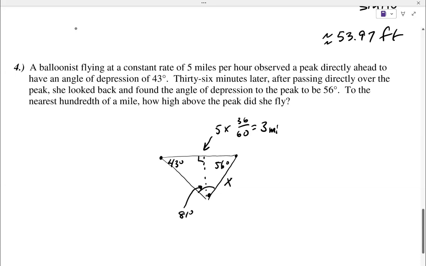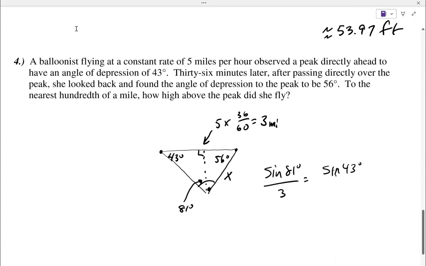So now what equation do you need to set up to solve for X? Sine of 81 over 3 equals sine of 43 over x. Good. So we can multiply by 3 and divide by sine of 81 to get us the X value. What was it? Thank you. Is that what others got?